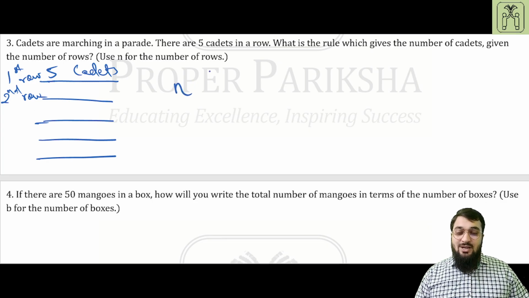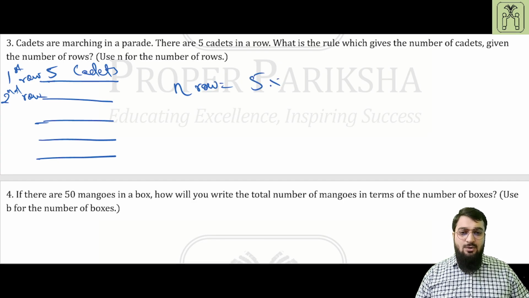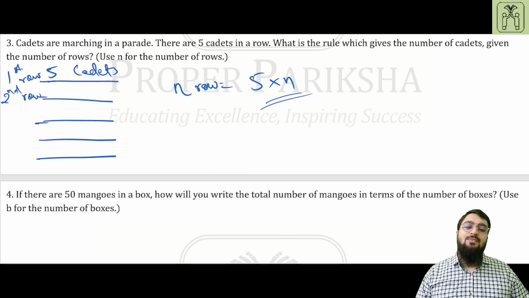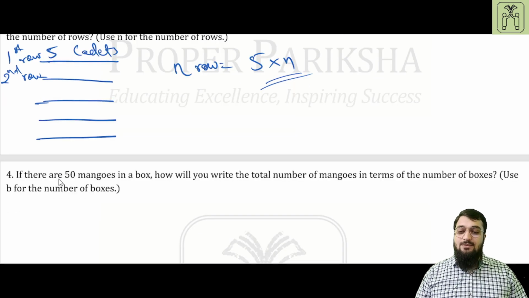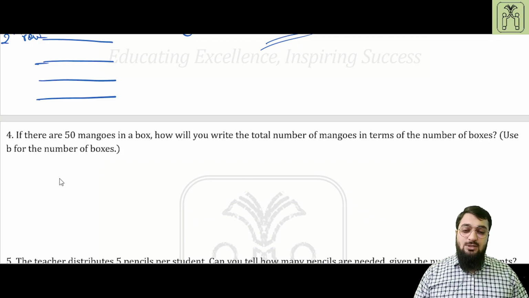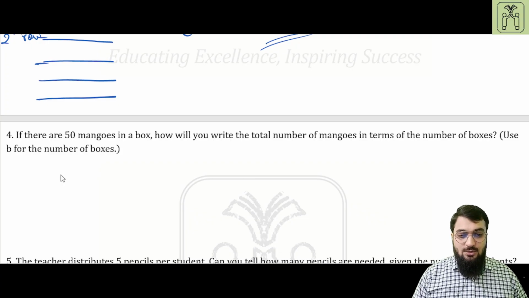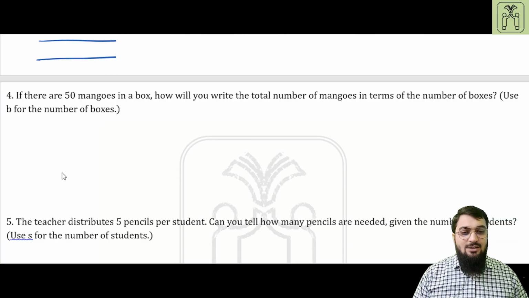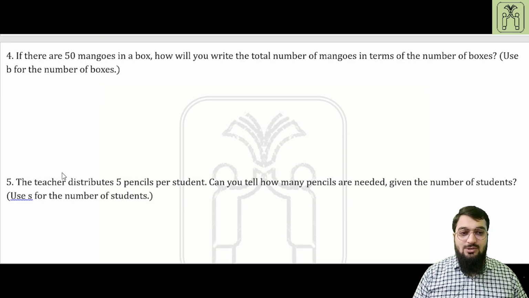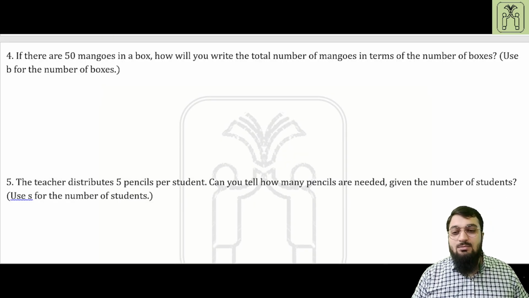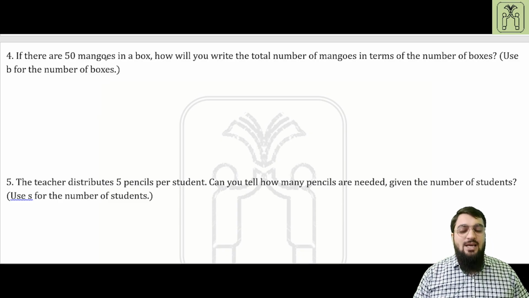So if there are n rows, then that will be 5 into n, and that will be the answer. So coming to question number 4. If there are 50 mangoes in a box, how will you write the total number of mangoes in terms of number of boxes? Use B for number of boxes. Okay, we will use B for boxes, but we can use any variable as we like.